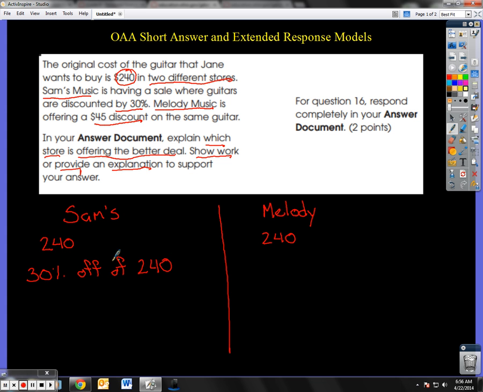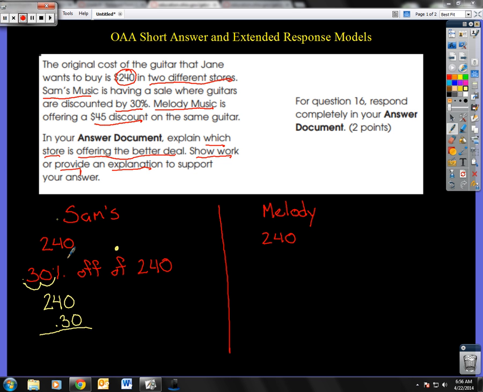Of tells me to multiply. I am going to take 240. I want to figure out what is 30% of 240. I need to change 30% to a decimal. Move the decimal 2 places to the left, divide it by 100. That gives me 3 tenths. Now I could put 30 hundredths like this. I could also leave it 3 tenths. I know some of you are more comfortable with doing 30 hundredths, which is the same as 3 tenths. I'm going to do it this way.